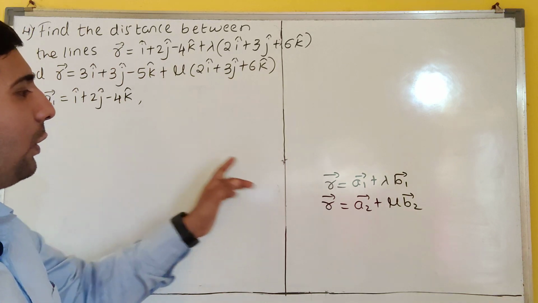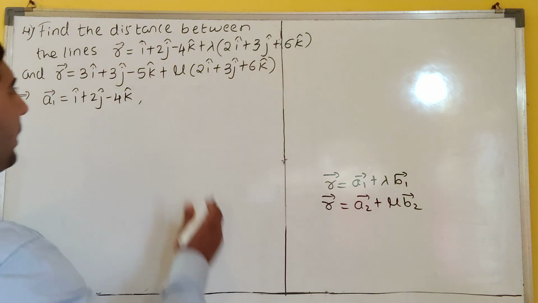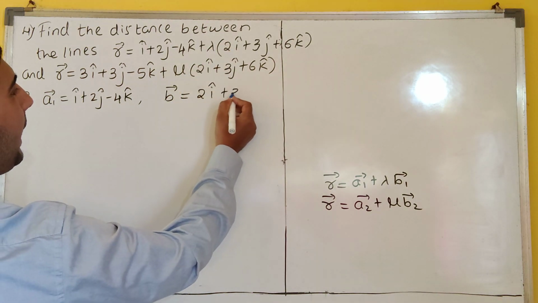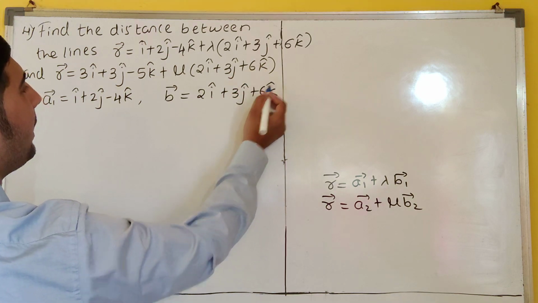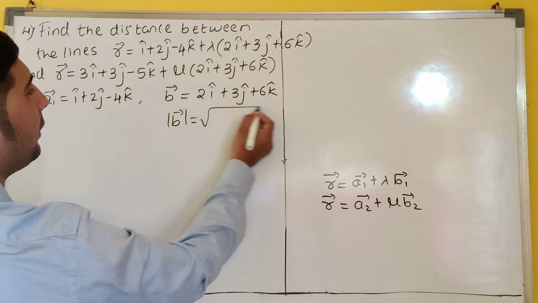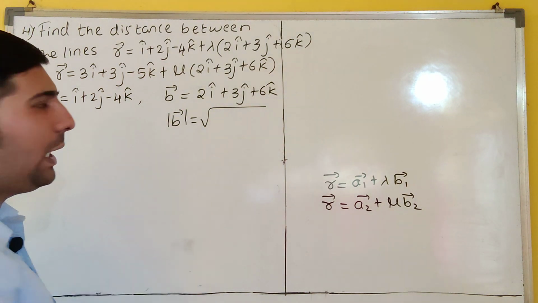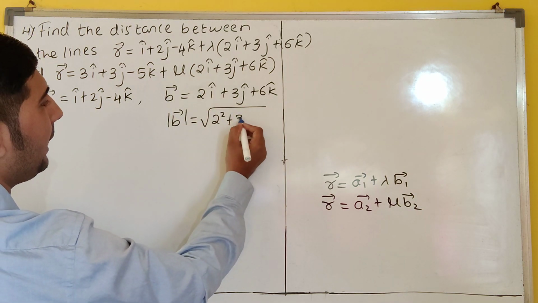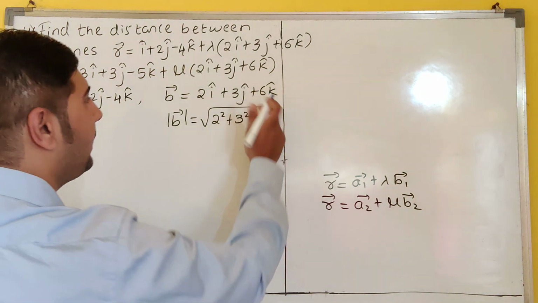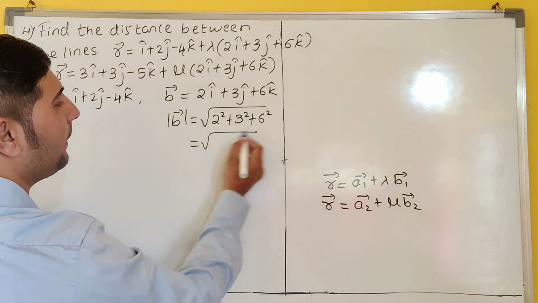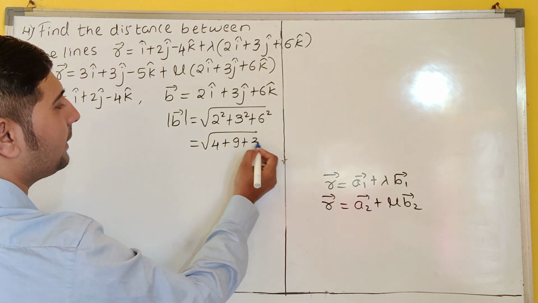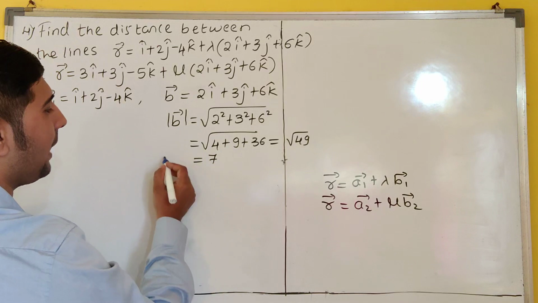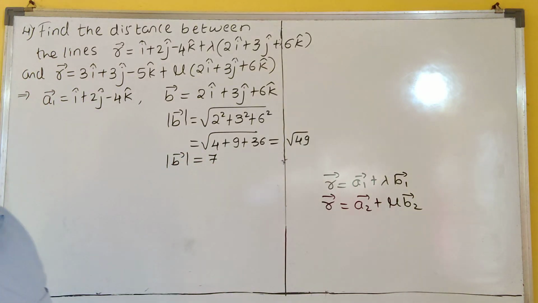So with parallel lines, b1 and b2 are same, so just you have to write vector b, that is 2i cap plus 3j cap plus 6k cap. And what is the magnitude of vector b? Why I am finding it, you will understand, because this is there in our formula. So magnitude of vector b is square root of 2 square plus 3 square plus 6 square. How much you will get? 4 plus 9 plus 36, so this will give square root 49. Square root 49 is nothing but 7. This is your magnitude of vector b, dear students, 7.